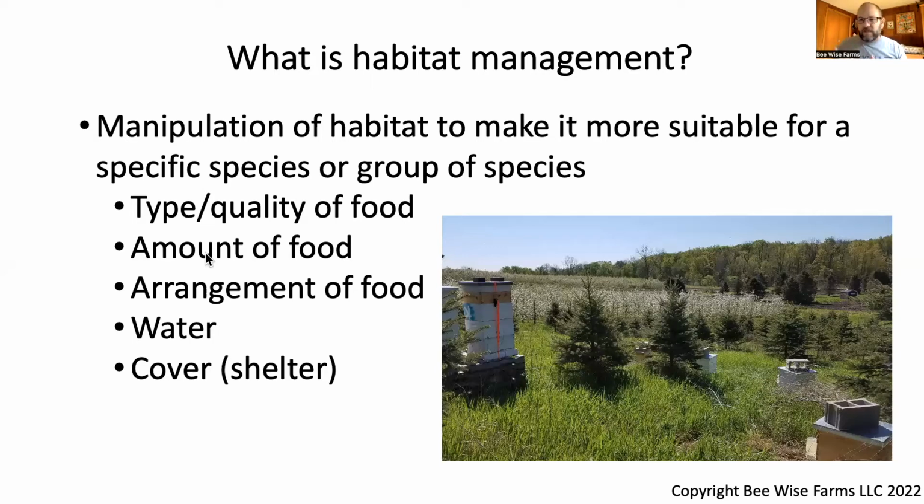You can also manipulate the arrangement of food. So we have a rule on our farm that a quarter of all of our land, and right now it's actually way more than that, it's probably 60% of our land, stays in native habitat. And then the areas that we have production in, a quarter of those areas are dedicated specifically to pollinator habitat. So we have pollinator strips throughout our land that allow us to basically arrange food in different areas for our pollinators.